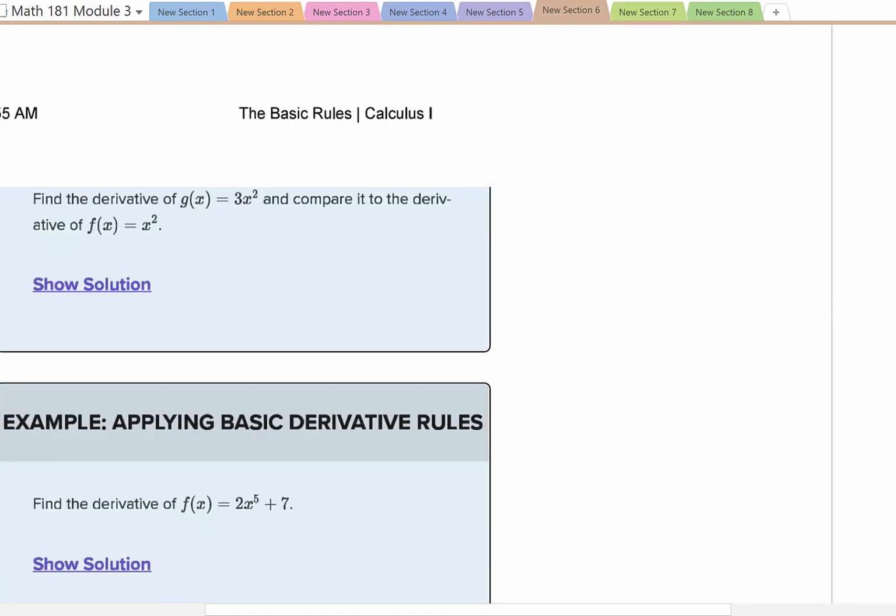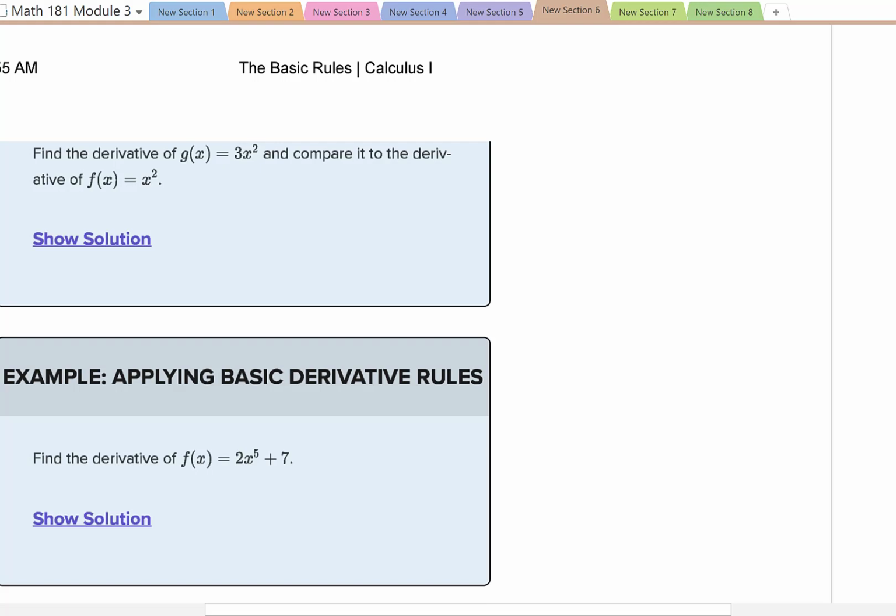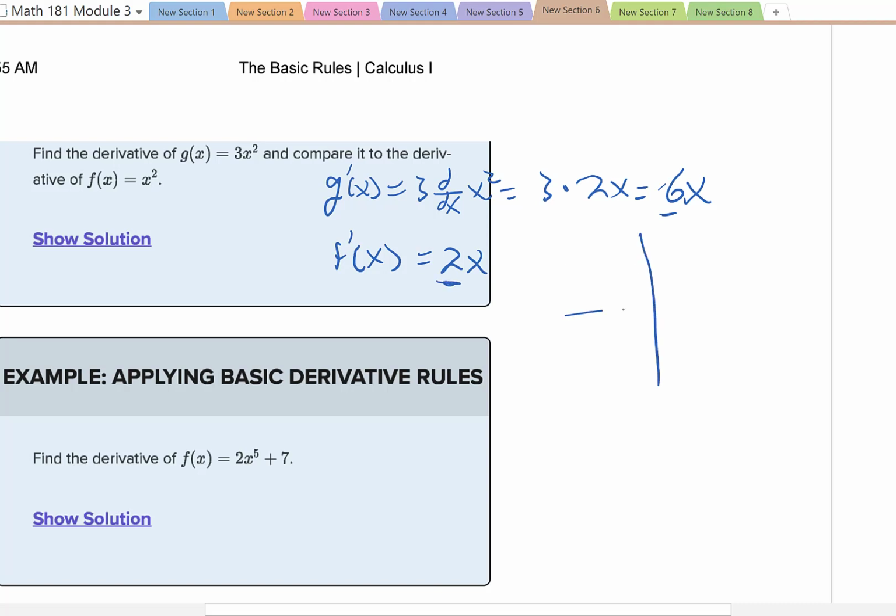Okay, so let's find the derivative of g of x equals 3x squared and compare it to the derivative of f of x equals x squared. So for g prime of x, that's just going to be 3 times the derivative with respect to x of x squared. So it's 3 times 2x, or 6x. And then for our f of x, the derivative is just 2x. So they both have the same power, but one has the coefficient of 6. Like if we were graphing these, one would be really steep, and the other one wouldn't be quite as steep.